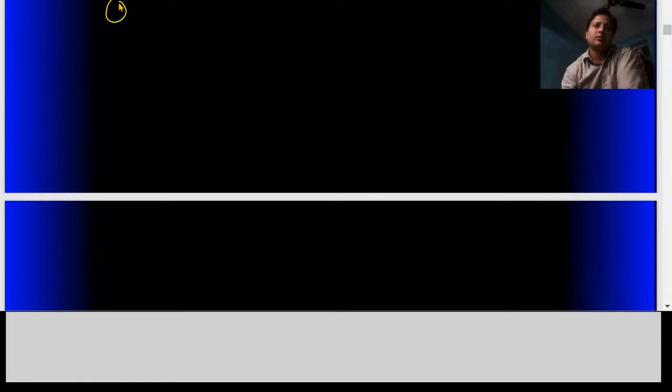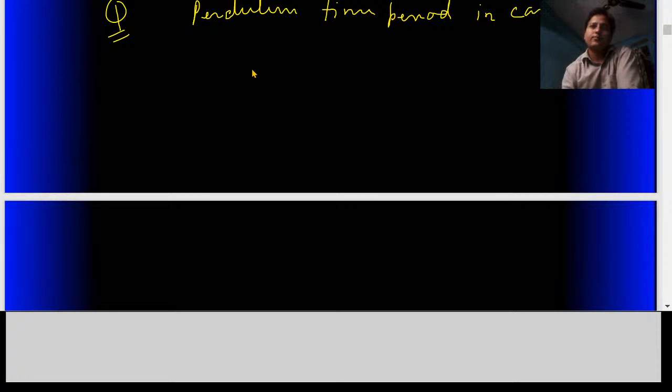What will happen? Pendulum time period in case of electrostatic field.